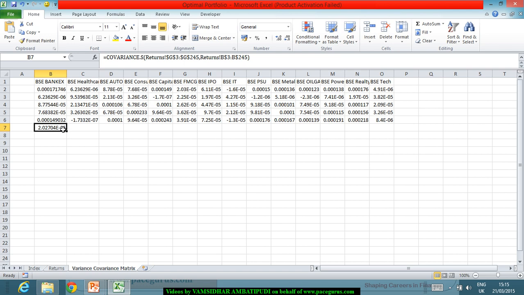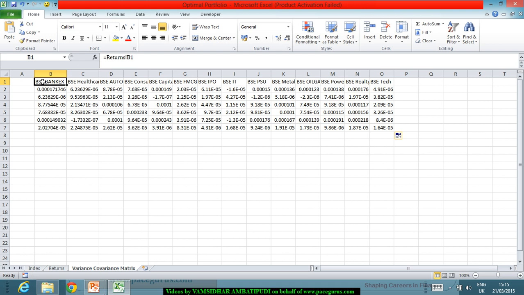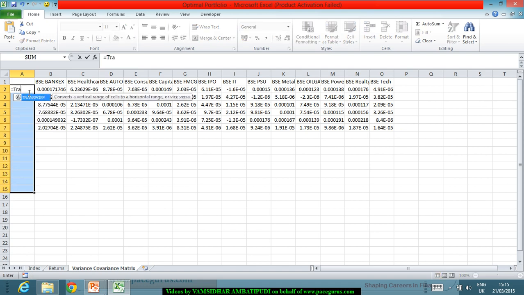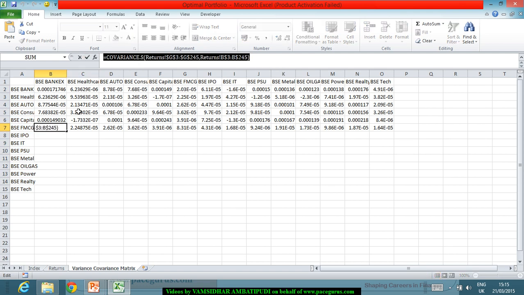So if I am generating the variance covariance matrix for this entire chain, probably here also I can use the transpose function and I can get these headings comfortably, and the same for all these formulas when I'm copying them across.